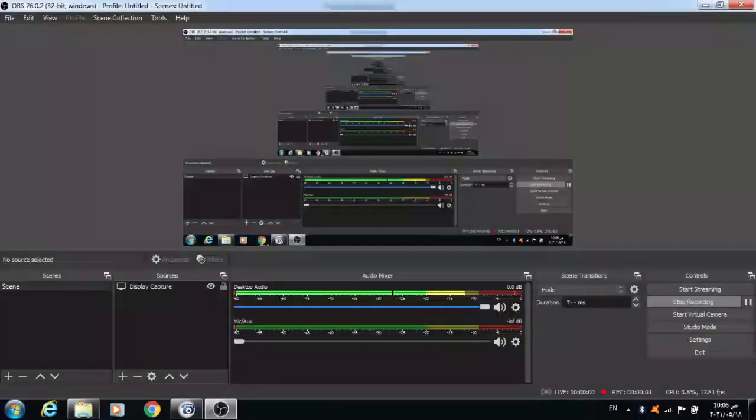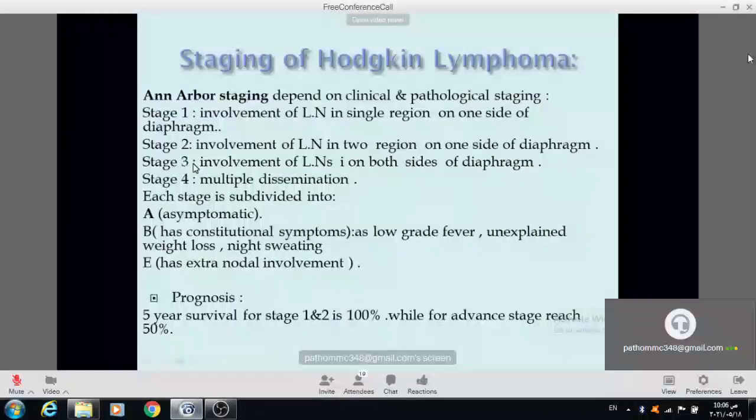Constitutional symptoms with the diagnosis of Hodgkin. The stages are also divided into 1B, 2B, 3B and so on. And the A and the E: when there is extranodal involvement, for example in the liver or the spleen, or even the bone marrow, we call it stage 3 or stage 2 or stage 1 with E, with extranodal involvement. Then A means asymptomatic, and B, which they call B symptoms, are low grade fever, unexplained weight loss and night sweating, with E meaning extranodal involvement.